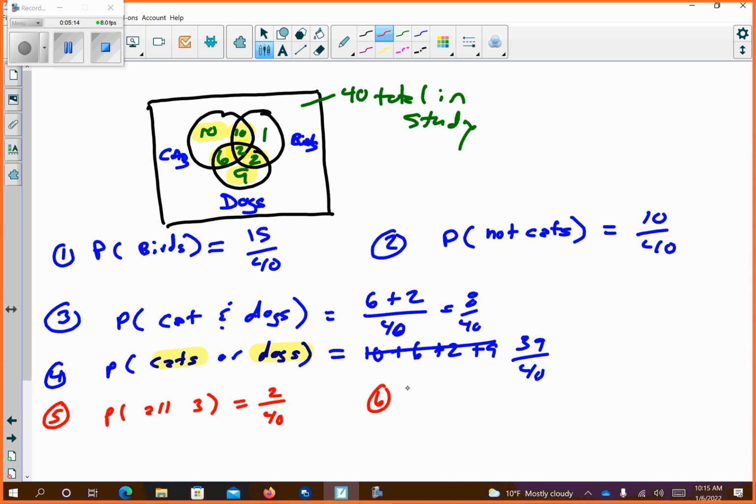Good. The probability the person does not like either birds or dogs. So not birds or dogs. Okay? So it's one or the other. It could be both. So birds and dogs. So what you're going to do is you're just looking at these 10 people that like just cats. So 10 out of 40.